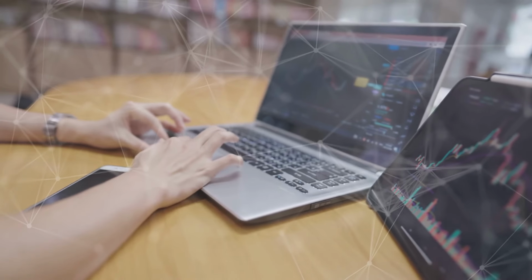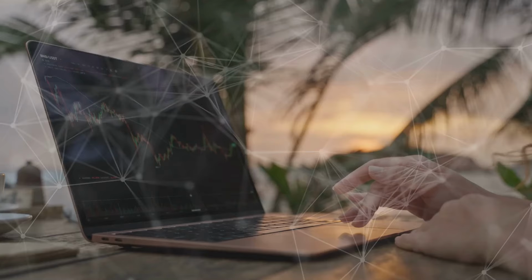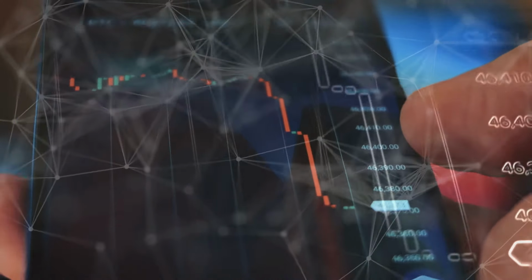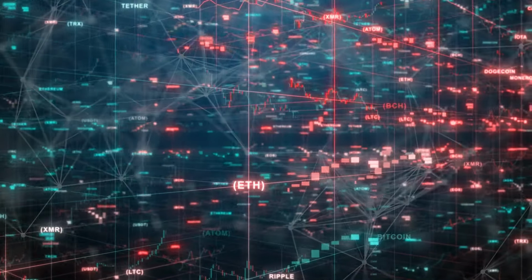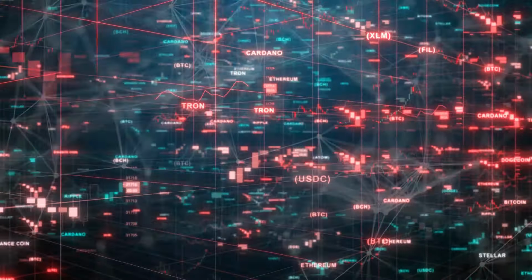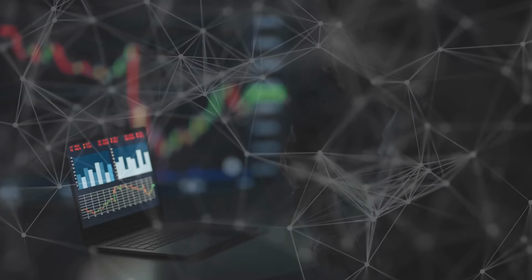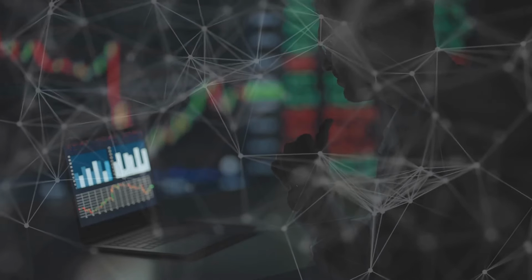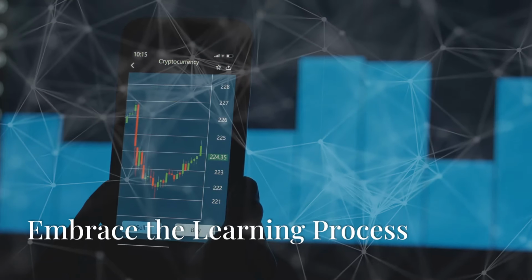Don't be discouraged by initial setbacks or intimidated by the complexity of technical analysis. Start with a solid foundation. Focus on mastering one concept at a time and gradually expand your knowledge base. Remember that even experienced traders were once beginners, navigating the same learning curve. With dedication, perseverance, and a willingness to learn from both successes and failures, you can develop the skills and confidence to thrive in the cryptocurrency market.